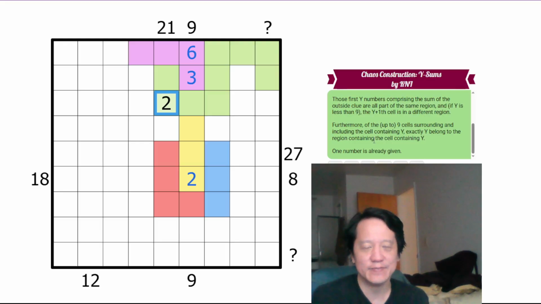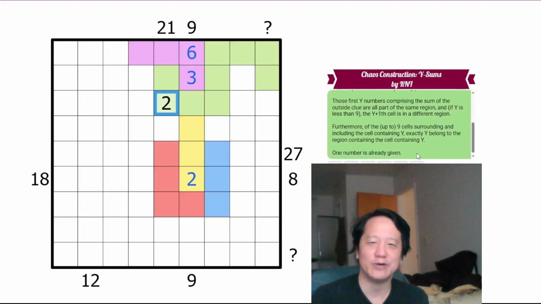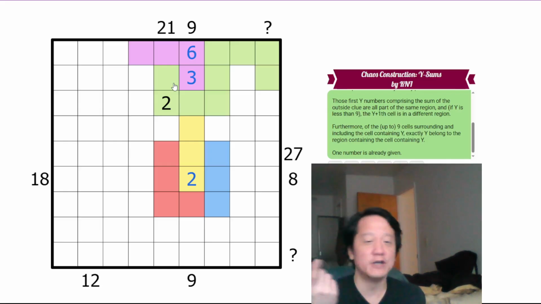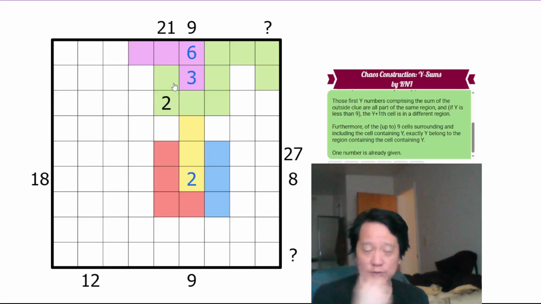Anyways, those are all the... I'm not really sure. Yeah, this seems like a very extraneous rule for this part. I don't know why we have to have one number is already given, because it's not a y sum. It can't be, because the first y digits, which would be 2 if this were a y, are never adding up to 21. So, anyways, we do have one number that is given. Those are all the rules.